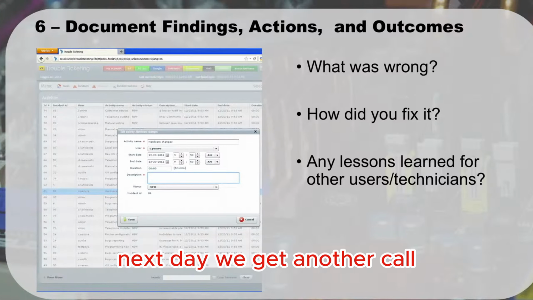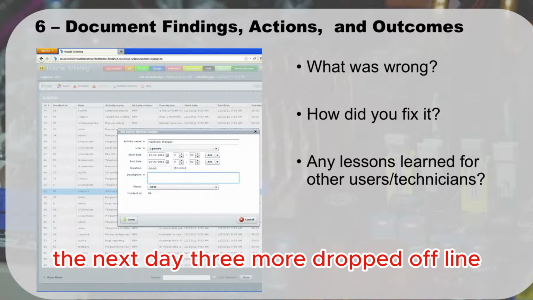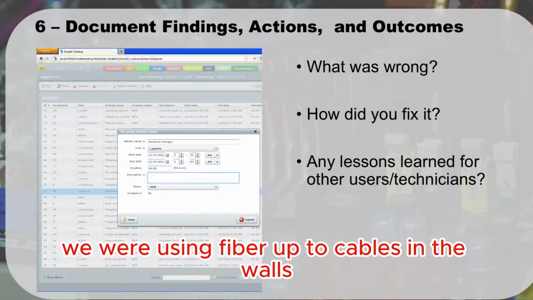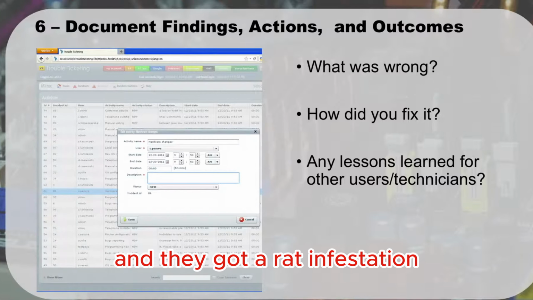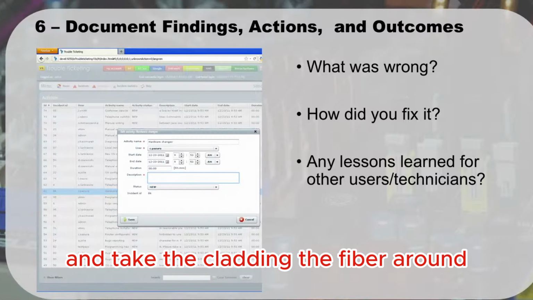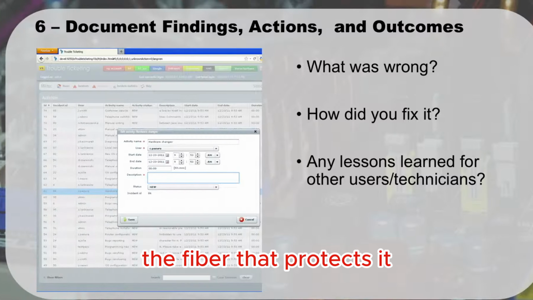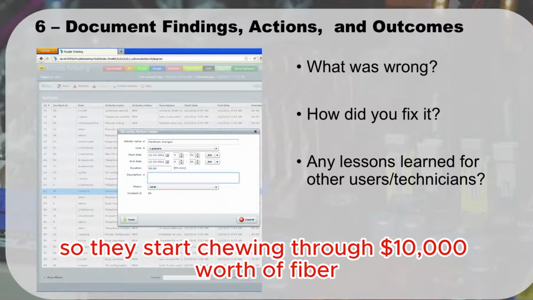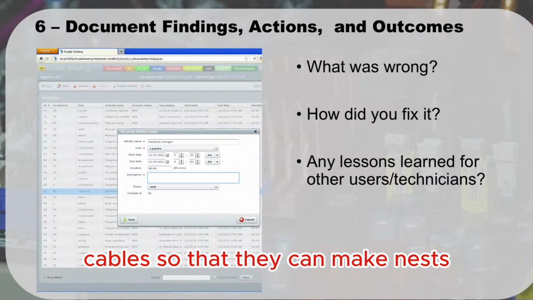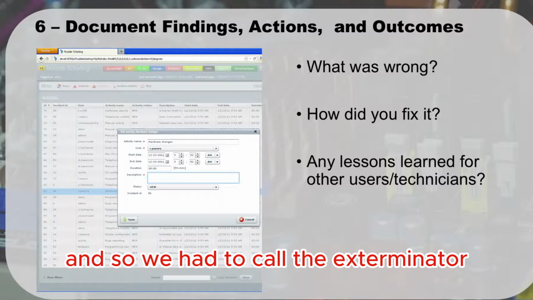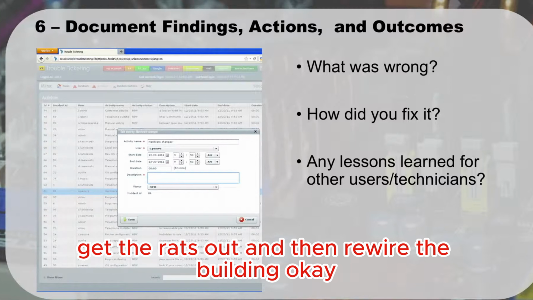Next day we get another call. 2 more computers dropped offline. The next day 3 more dropped offline. Well, we ended up finding out the problem was we were using fiber optic cables in the walls, and they got a rat infestation. The rats like to chew through the cables and take the cladding around the fiber that protects it, and make nests out of it in the wintertime. So they started chewing through $10,000 worth of fiber cables so that they could make nests. And so the problem wasn't a computer problem, it was an extermination problem. And so we had to call the exterminator, get the rats out, and then rewire the building.